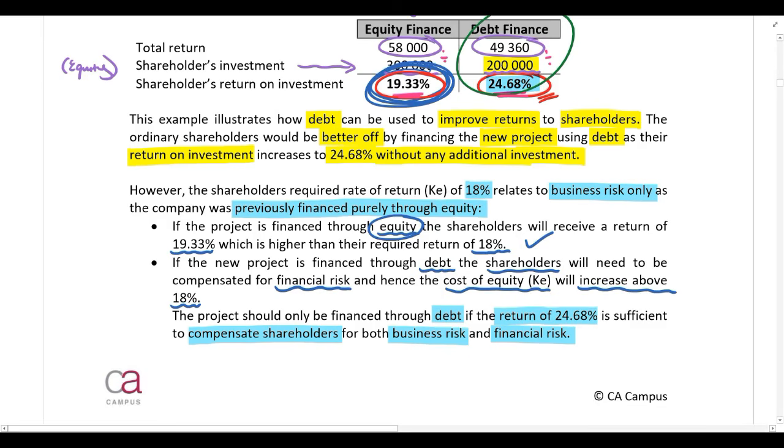It must not only compensate them for business risk, all right? Because now, obviously, if debt finance is used, they are also exposed to financial risk. The cost of equity will increase. So is this enough? Is that return enough to cover both business and financial risk?